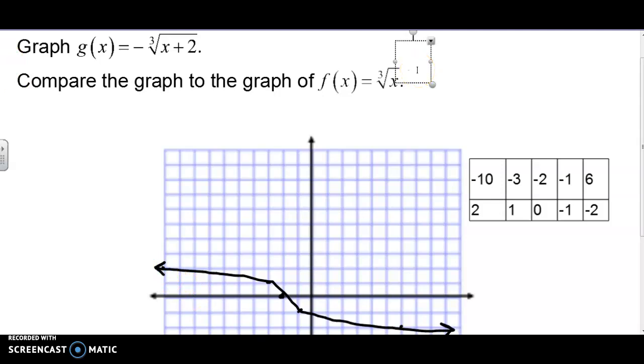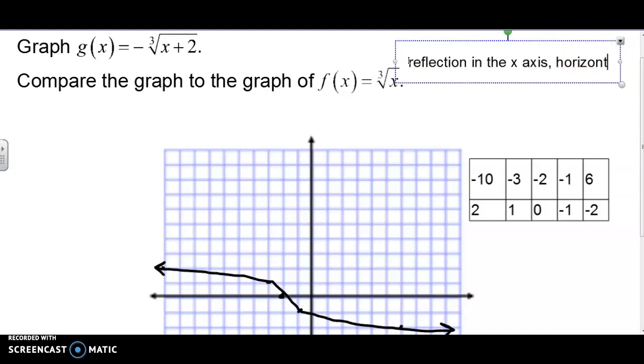Now for my transformations from the parent function, it is a reflection, and that'll be in the x-axis. And it is a horizontal translation left 2 units. Alright, so that's just a couple things to go off of here.